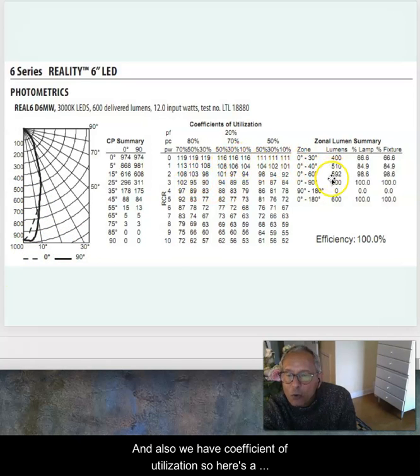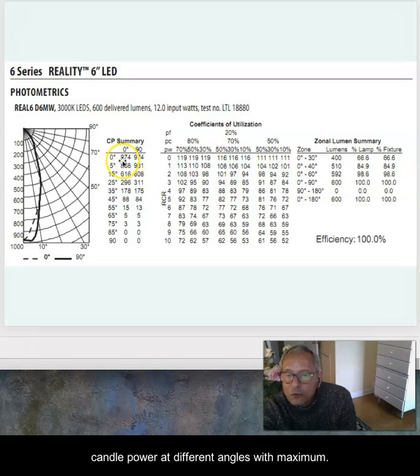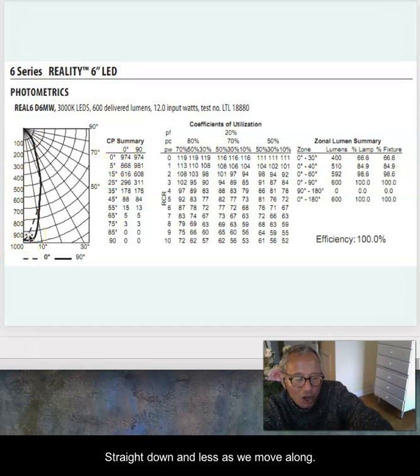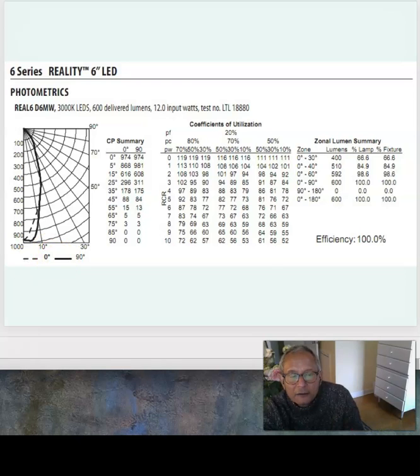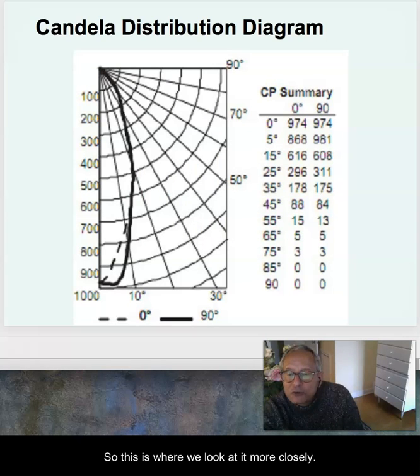And also we have the coefficient of utilization. So here's the candle power at different angles, with maximum candle power straight down and less as we move along. Okay. So this is where we look at it more closely and where we can pull our numbers for doing the candela distribution.